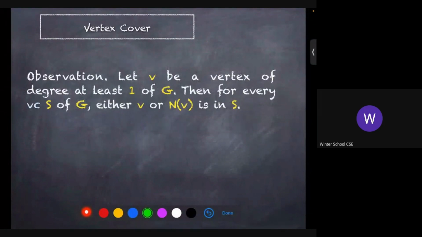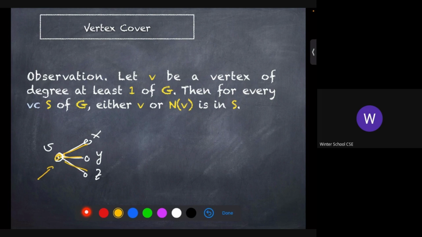Okay, then let's make another observation. If I have a vertex v in a graph of degree at least 1, then for every vertex cover of this graph, either this vertex is in the vertex cover or all its neighbors are. How come? This is the vertex v, and these are its neighbors. I have to cover all these edges. So either this vertex goes to the vertex cover, or if it doesn't, then all these neighbors should go. That's what I'm saying here.